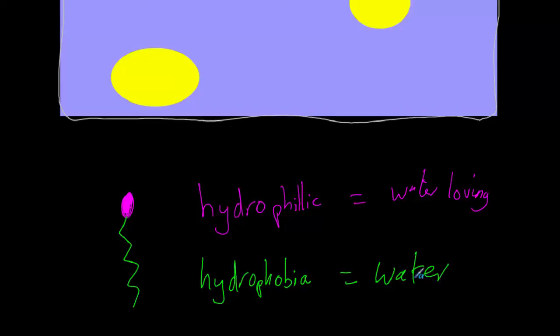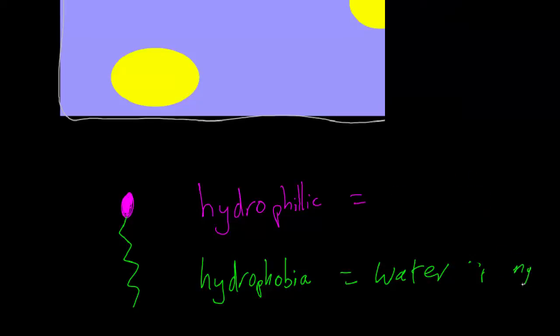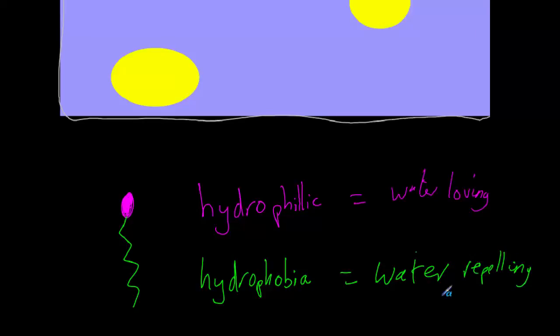So, water, you could just say water repelling. It's repelled by water and it repels water. It doesn't like to be around water, but it does like to be around organic substances. One of those, of course, is oil. So we have a hydrophilic head here and a hydrophobic tail here. The hydrophobic tail is going to look for the oil because it really doesn't like the water.